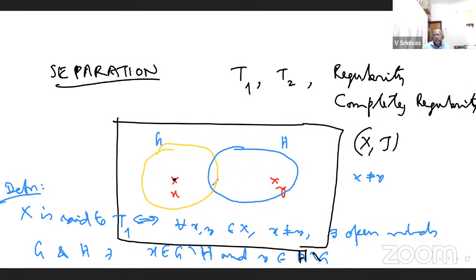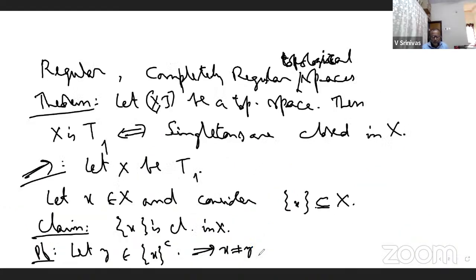It is outside this point, right? It's the complement of this point. So y is in the complement of this singleton. Now, x and y are distinct. So our space capital X is T1. What does it give us?